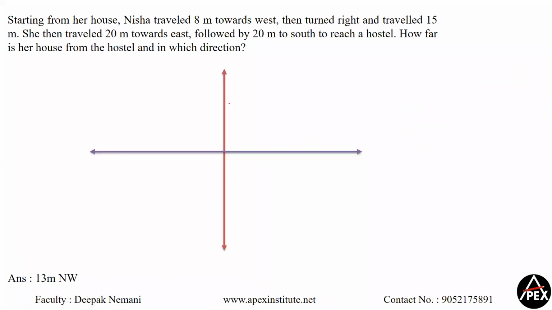Now, starting from her house, Nisha travels 8 meters towards west. So let me consider this as north. This is east, south, and west. So 8 meters towards west. Now she is facing west. Then she turns right. So if she is facing west, this is her right. So turns right and travels 15 meters. So this is 15 meters. She then traveled 20 meters towards east.